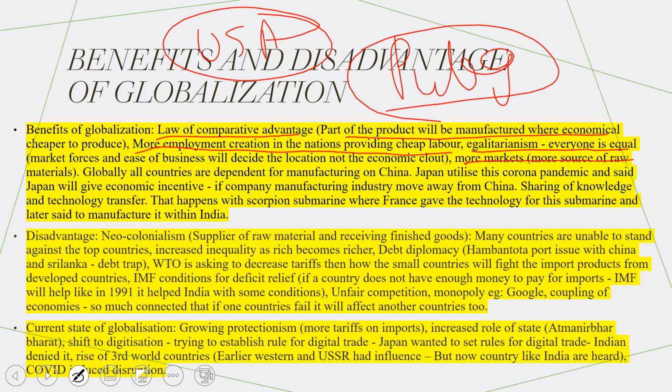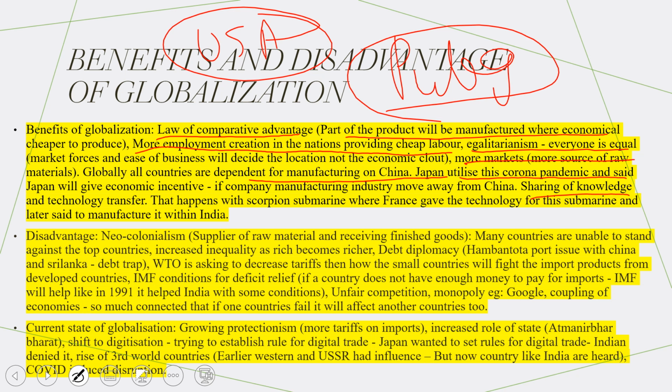More markets, more sources of raw materials. Globally, all countries are dependent on China for manufacturing, and Japan utilized the corona pandemic for this. Just now I explained the supply chain resilience initiative. That thing is mentioned here. Go through that lecture and you will understand it. So Japan utilized this corona pandemic and said Japan will give economic incentives if a company's manufacturing moves away from China. They have started an initiative, the supply chain resilience initiative. Right now, India, Australia and Japan are grouped together.